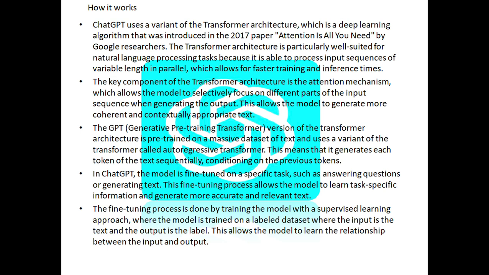This fine-tuning process allows the model to learn task-specific information and generate more accurate and relevant text, which was missing in Google, I can say. The fine-tuning process is done by training the model with a supervised learning approach, where the model is trained on a labeled data set where the input is the text and the output is the label. This allows the model to learn the relationship between input and output, and it has huge modules, or you can say a huge hardware set, which generates text to meet the needs of the user.